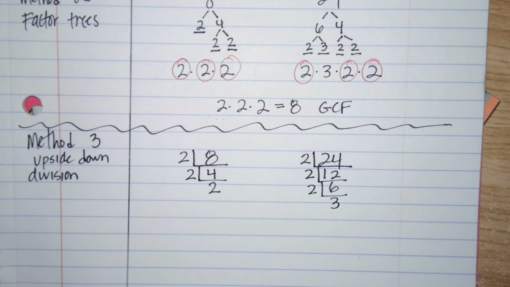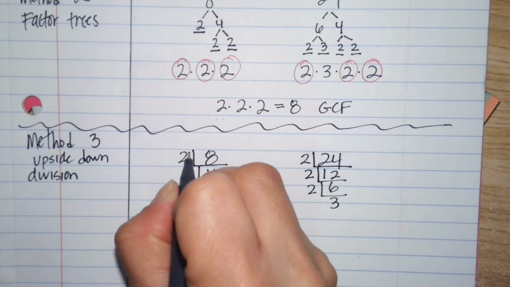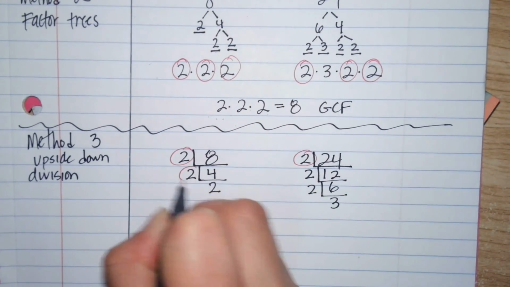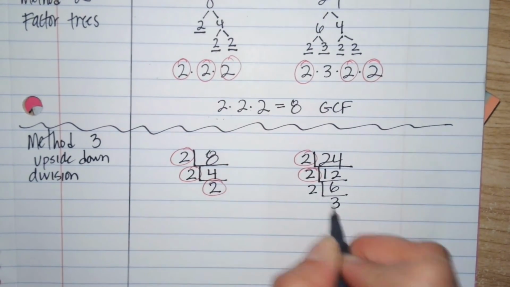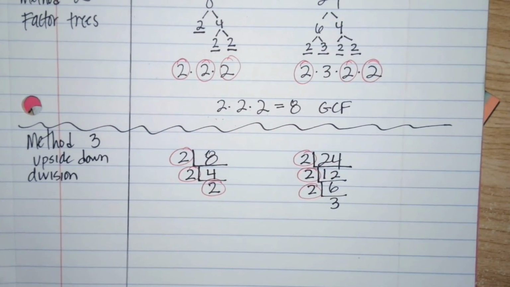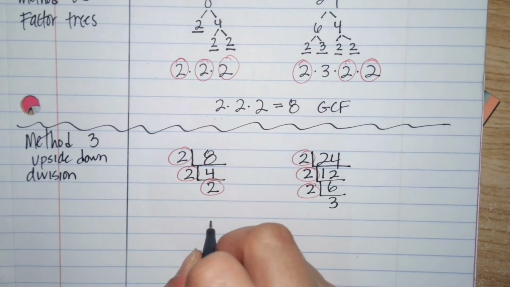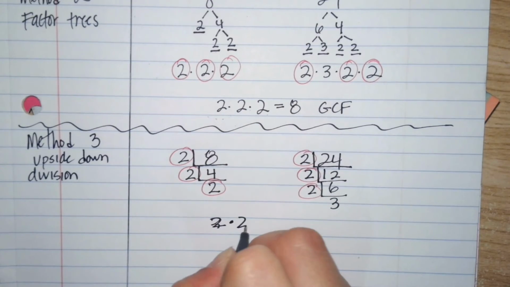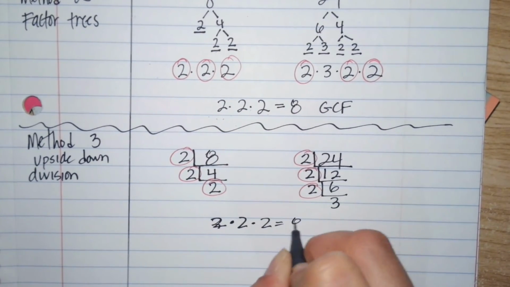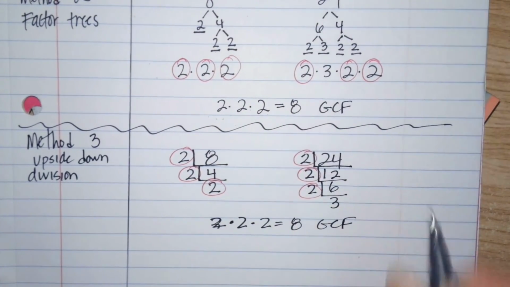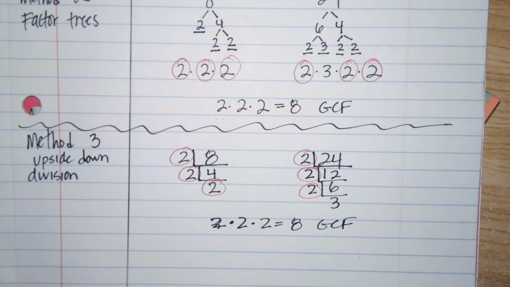So in this case, we do the same thing. We see which prime numbers they have in common. So they both have a 2, they have another 2, and they have another 2. So I take those. There's 3 2's that they share. So 2 times 2 times 2 is going to give me an 8, and that's going to be the greatest common factor of 8 and 24.